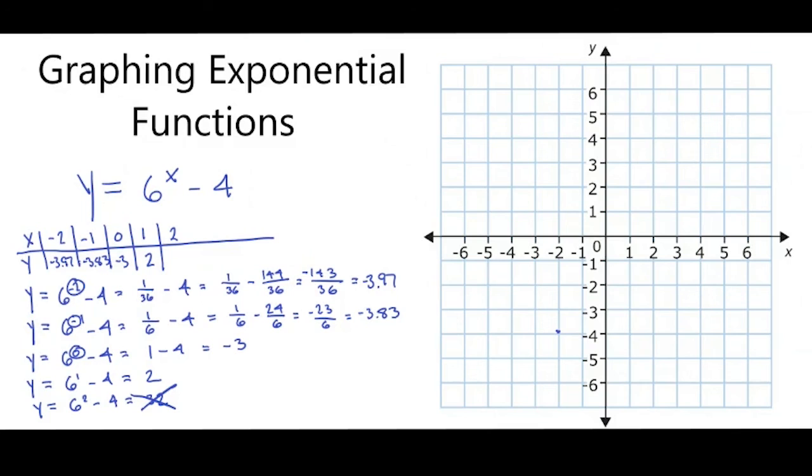When x is -1, it's just slightly higher. And when x is 0, y is -3. And when x is 1, y is 2. So we'll connect the dots and make a curve. So here we have our curve. Make sure to put the arrows on the end so you know it goes on forever. And that's how you graph the exponential function y equals 6 to the x power minus 4.